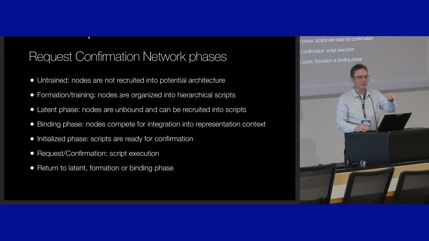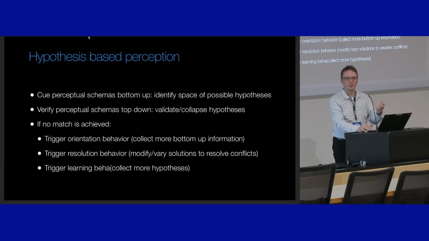And then you have an initialized phase in which you start to look for particular objects and you start to make requests, and then these requests percolate across the children of the dependencies of these individual nodes, the different sub-features that need to be the case. And then you get back confirmations from these children. And when you succeed or fail, you need to repeat the process by either returning to the latent phase, depending on whether the scene has changed, or to the binding phase. So this is a dynamic process, a computational architecture that continually runs. And it enables a hypothesis-based perception process.